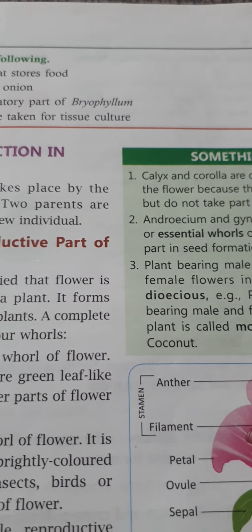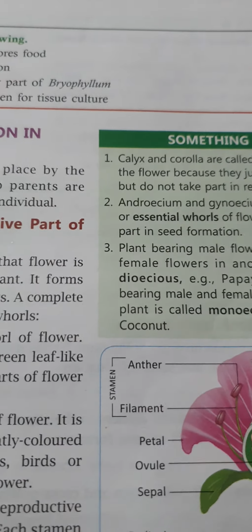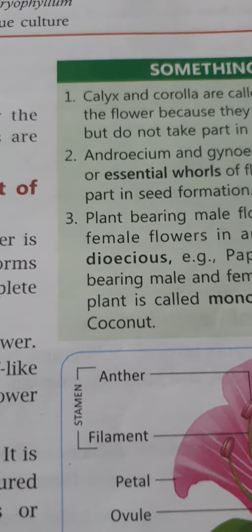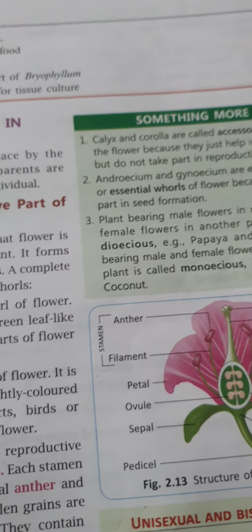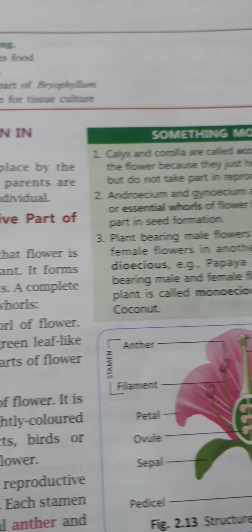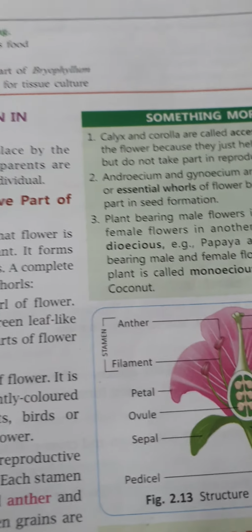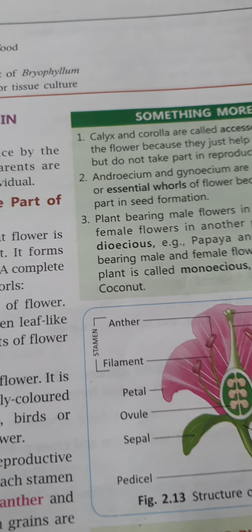It is a tubular structure that connects the ovary and the stigma. It is responsible for the transportation of pollen from the stigma to the ovary and holding the stigma in place. So these are the three parts of the pistil: stigma, style and ovary.